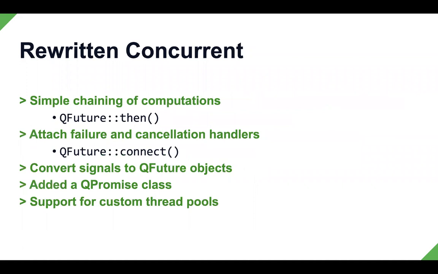Let's move a little bit beyond Qt Core. Qt Concurrent is something that has gotten a lot of attention. We're seeing that multi-threaded computing is, of course, getting more and more important moving forward. And we wanted to make sure that Qt Concurrent is up to the job, and we've done a lot of changes in there so that you can now use it in a much simpler way. We have support now for simple chaining of computations using QFuture. Then you can attach failure and cancellation handlers. You can convert signals to QFuture objects using QFuture connect. We've added a promise class so that you have support for promises. And it also supports custom thread pools now.